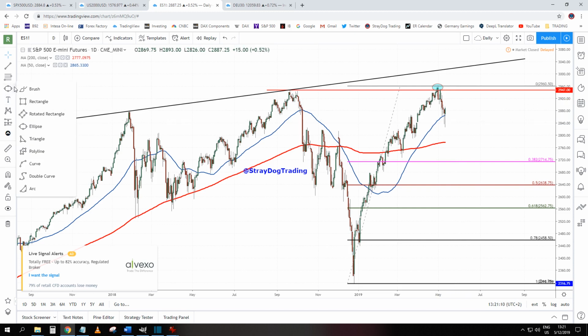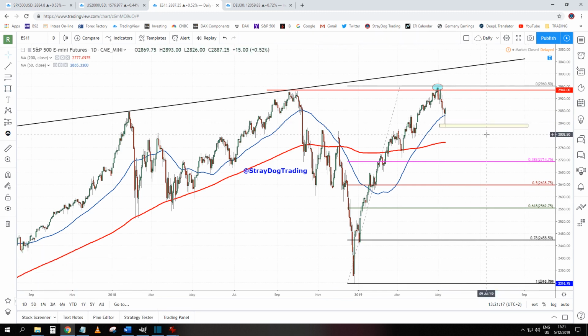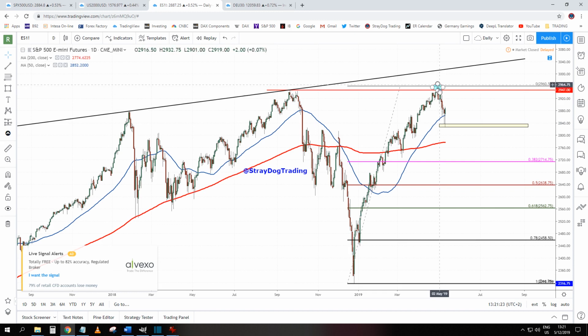In those kind of scenarios, we will have now two very important levels, or zones. First one is going to be this Thursday and Friday lows, and the second one is going to be again the previous all-time high and now the current all-time high. So these zones are for now the most important zones on the S&P. And let's observe what happened there on Friday.